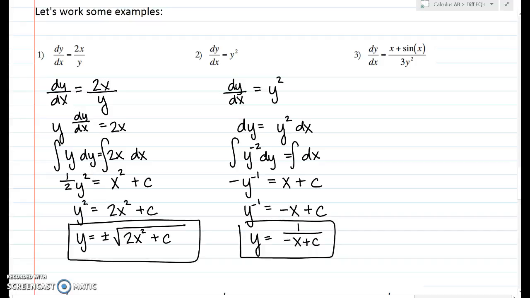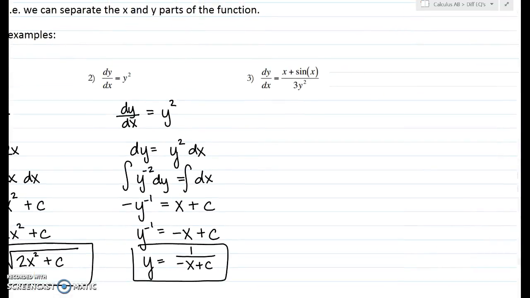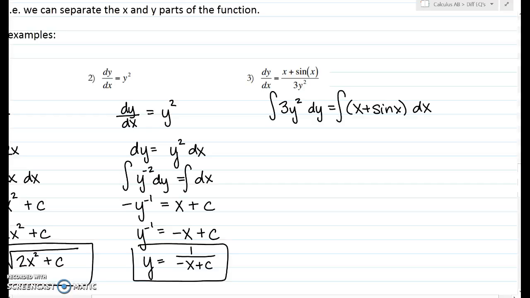Okay. Let's do one more, and this one's got trig. Yikes, it looks super scary. Okay, notice I can cross multiply this one. So I would get 3y squared dy equals x plus sine x dx. Okay, you are ready to integrate once you have all the y's and dy's on the left, all the x's and dx's on the right. Okay, so now I can integrate both sides.